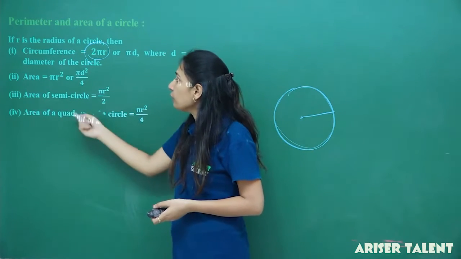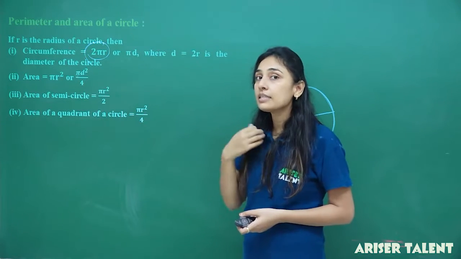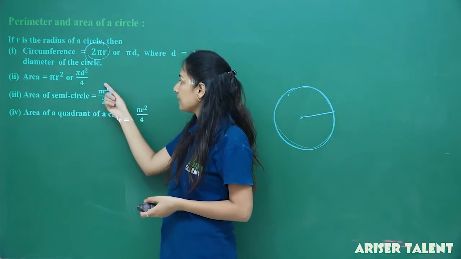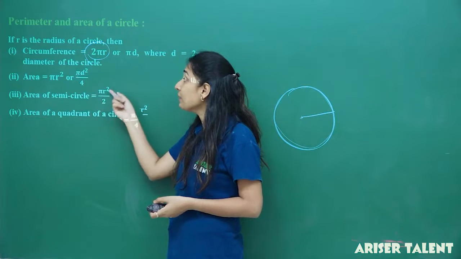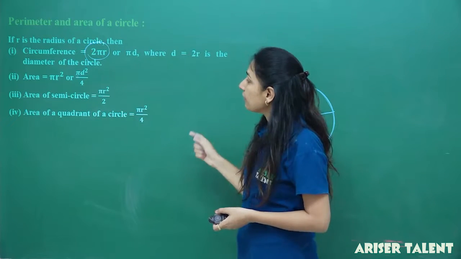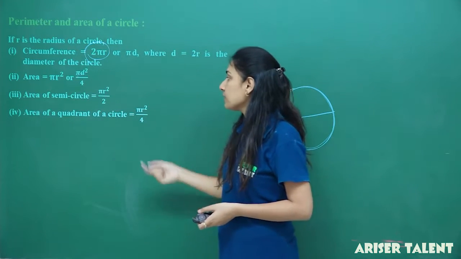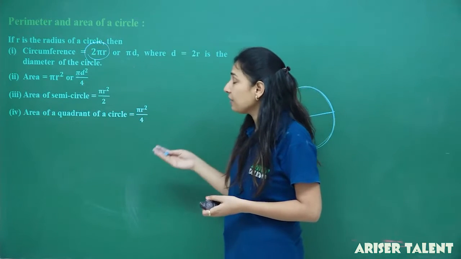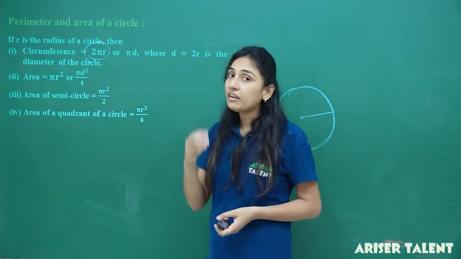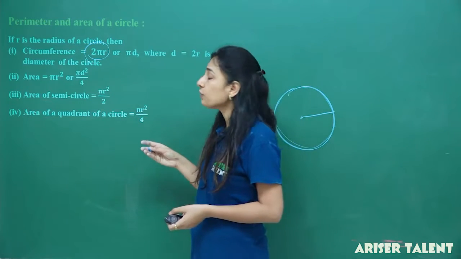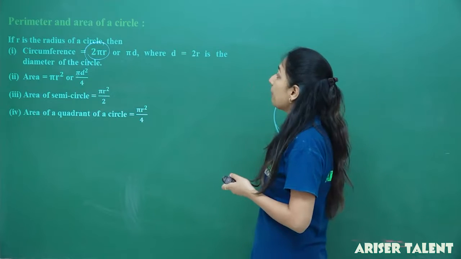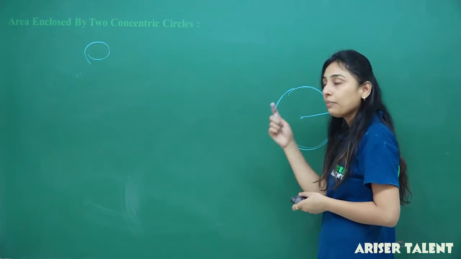Now, area of a semicircle is nothing but half of the complete circle's area, which is pi r square, so it will become pi r square by 2. Then we covered the area of a quadrant of a circle. A quadrant means we have 1/4 of the circle, so the area will also be 1/4. So the area of a quadrant of a circle is nothing but area of the circle divided by 4, that is pi r square by 4, right.